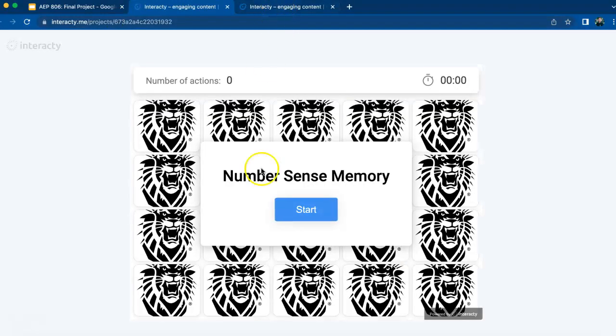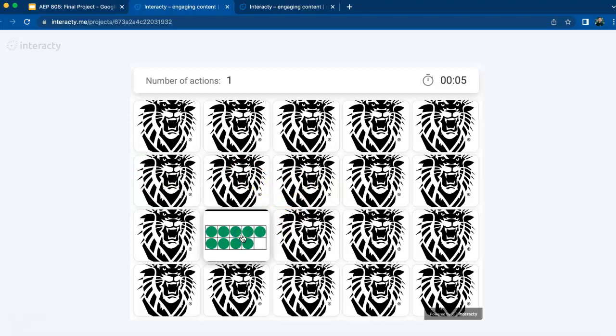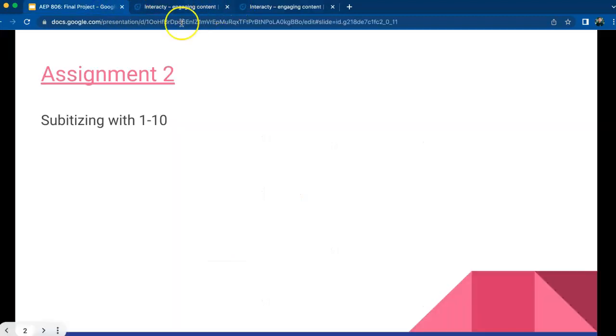So my assignment was a number sense memory, and it had both hands or numbers for them to look at through hands, and then it also had the different tens chart. I thought this was a good activity to help the students understand subitizing and really get a good grasp on the concept.